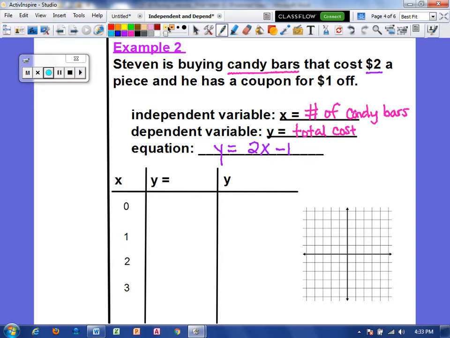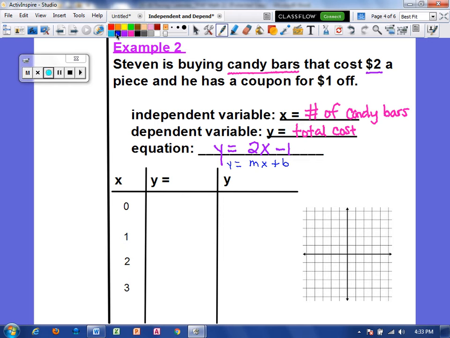Now before I move on, I want to point out, in the beginning I wrote y equals mx plus b. So 2 represents the letter m, and that 1 represents the b. So that's why we're putting it in that form.